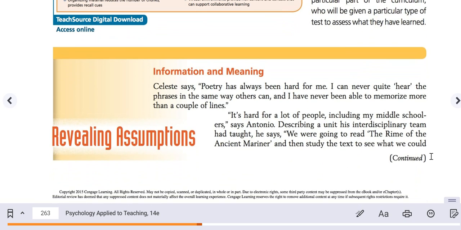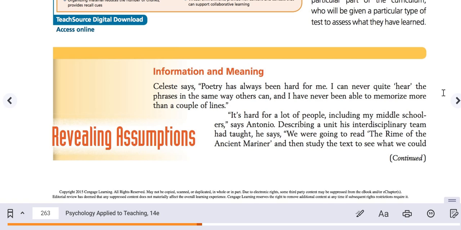Revealing assumptions, information, and meaning. Celeste says, "Poetry has always been hard for me. I can never quite hear the phrases in the same way others can, and I have never been able to memorize more than a couple of lines." "It's hard for a lot of people, including my middle schoolers," says Antonio.